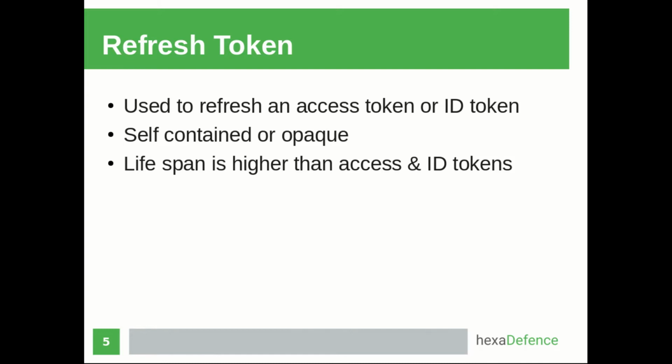Now you know the types of tokens used in OpenID Connect and Open Authorization protocols. It is time to extract and read these tokens generated by Keycloak on behalf of a user. For this, I am going to use the same application I built in the last video. Now I am going to that application.